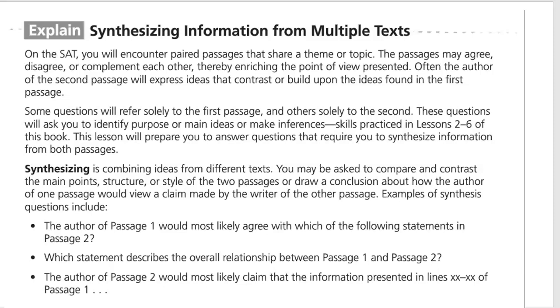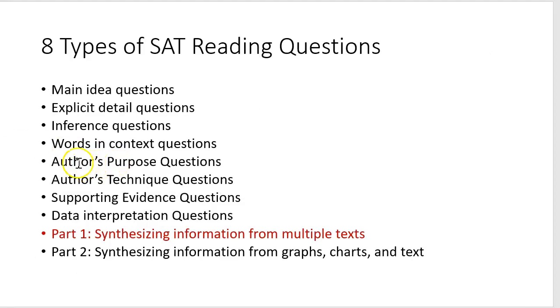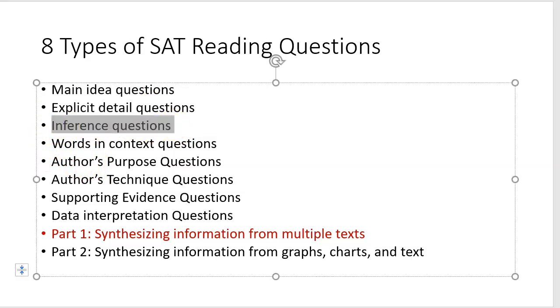So synthesizing is combining ideas from different texts. You may be asked to compare and contrast the main points, the structure of the text, or the style of the two passages. Or you may be asked to draw a conclusion about how the author of one passage would view a claim made by the writer of the other passage. Examples of synthesis questions include: the author of passage 1 would most likely agree with which of the following statements in passage 2? You might be noticing that this is pretty similar to the analogical reasoning questions that we tackled in inference-based questions from our previous unit.